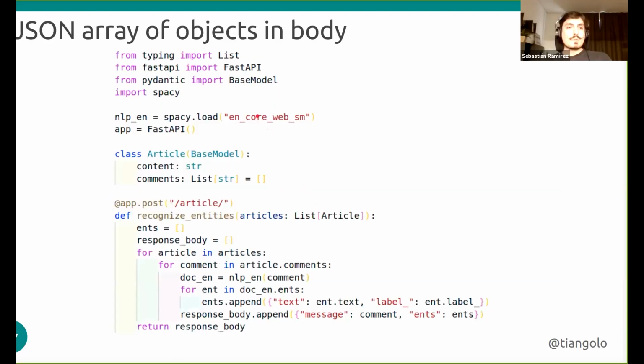Now, let's say that we have a very complex shape in the data that we want to receive. We don't want to receive a single article. We want to receive a JSON array that contains objects in the JSON body. So we want to receive several of these articles. And each one of these articles has comments inside of it, which is a list of strings, or like a JSON array of strings.